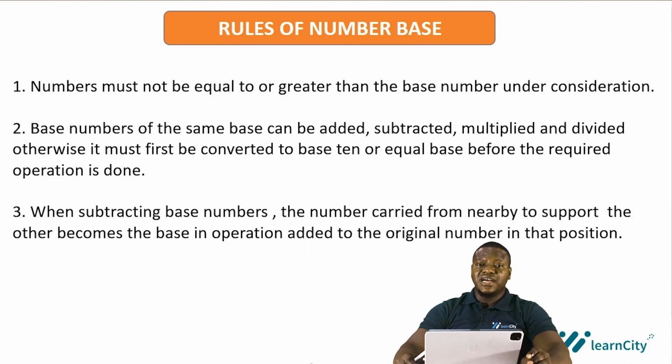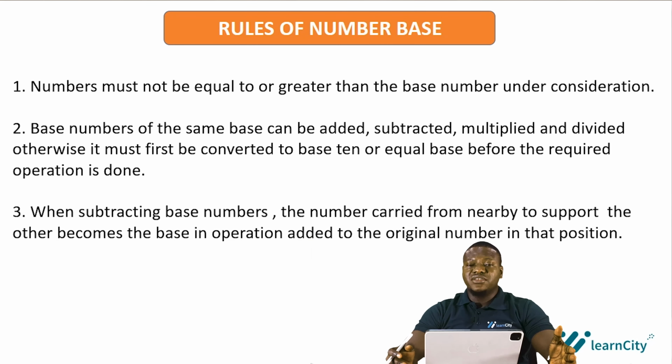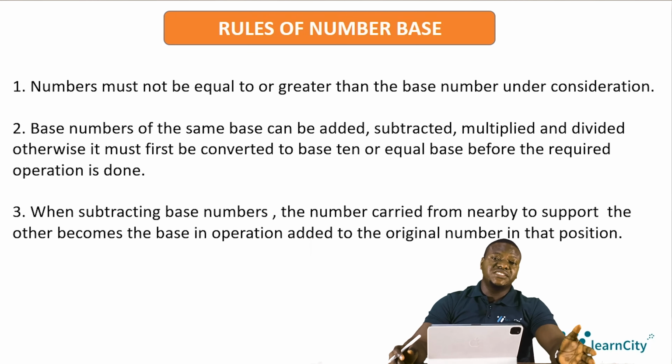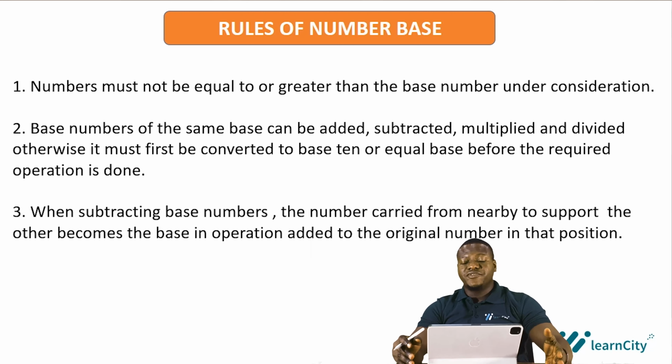We can add together, we can subtract, we can multiply, and we can divide numbers if they are in the same base. If they are not in the same base, the only thing we can do is to convert them to the same base. It is when we convert them to the same base that we can operate on them together. So we cannot add a number in base 5 with a number in another base. When we convert it to base 5, we can now add it to that number that is already in base 5, or subtract it from that number, or multiply it with that number that is already in base 5.